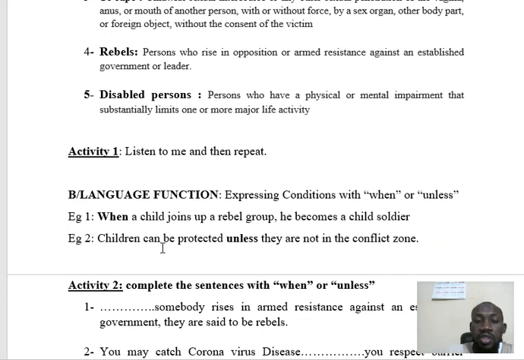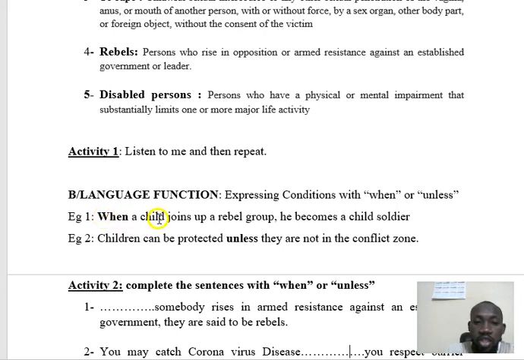All right. So the second part of our class is about expressing condition with when or unless, right? Last time we saw how to express condition with if clauses. Today we are deepening our knowledge about how to express condition, but now using when or unless. Okay, let's analyze together the following sentences.